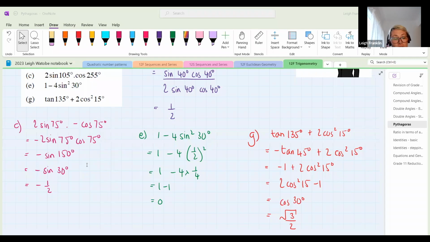That is a sine double angle. So we write that as sine 150, but remembering it's negative, that reduces to sine 30. It's still negative. And we know that sine 30 is a half. So the final answer is minus 1/2.